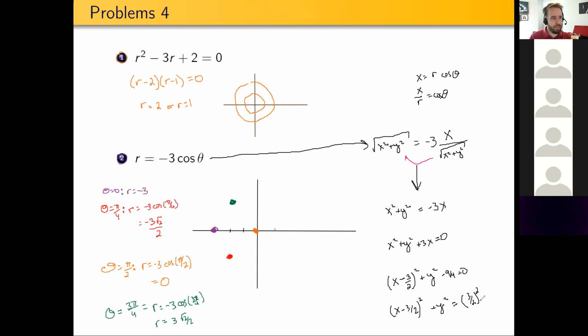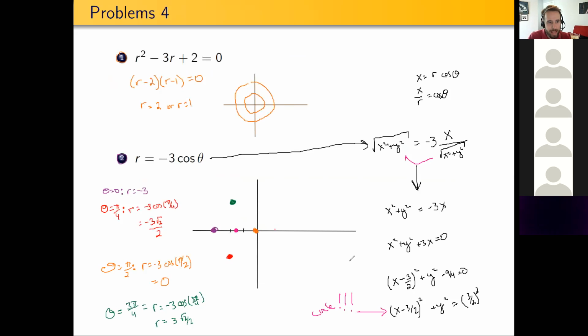So I should have chosen a number other than 3. This is making the numbers look a little ugly. But this, right, if we dig deep, is the equation of a circle centered at a point other than the origin. So in fact, what we're getting here is a circle centered at the point -3/2.